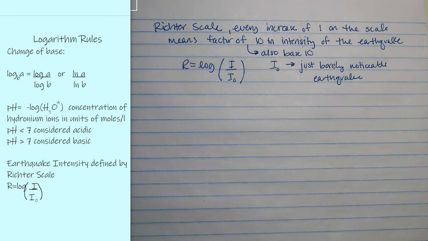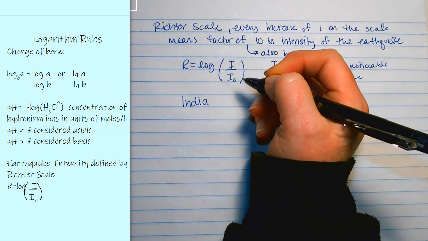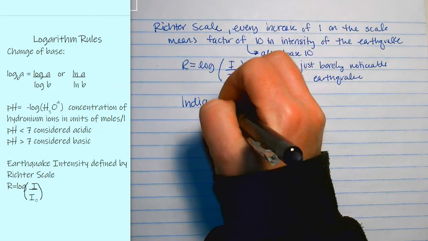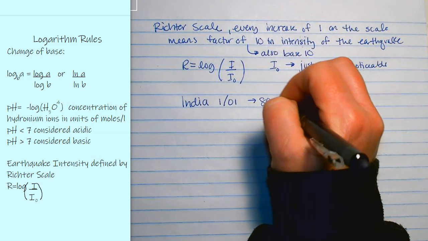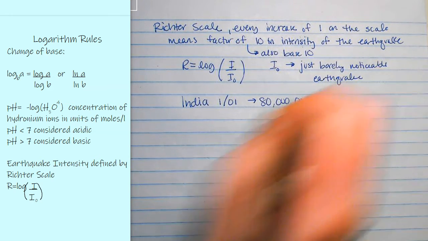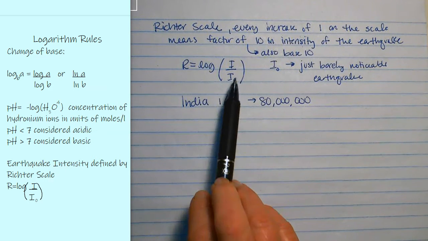So anyway, this example they give in the book, example 7, says in India they had an earthquake that was 80 million times as intense as a level 0. So it was in India. This was in 2001. They had one that was 80 million times as powerful as a basic sub-zero, I mean here, earthquake.